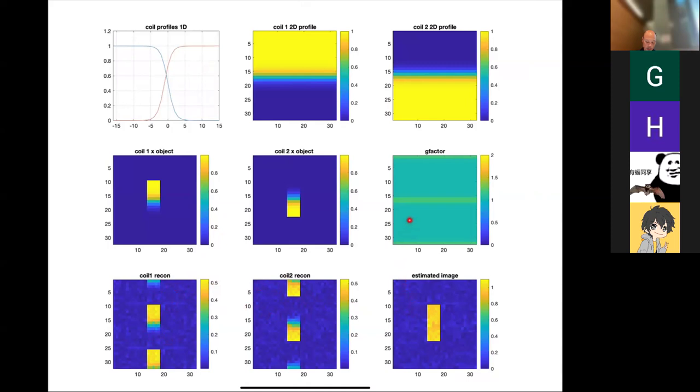Now there's something called G factor, which we're going to get into and that you'll look at. And you sort of see these values of G factor around 2. This is sort of what's called a noise amplification term. It's become sort of a measure of how good this estimated image is.